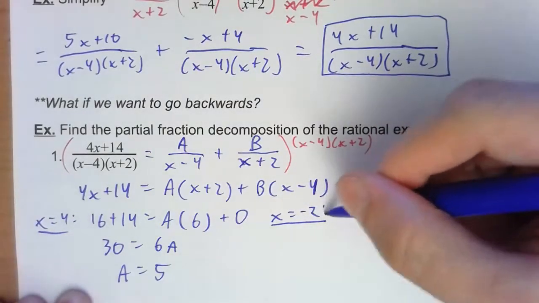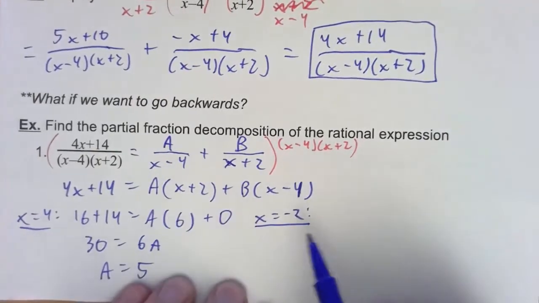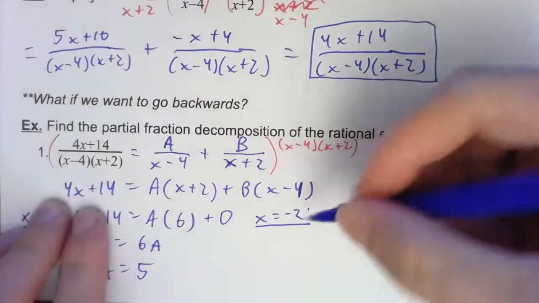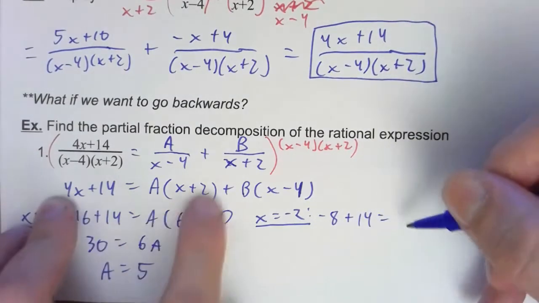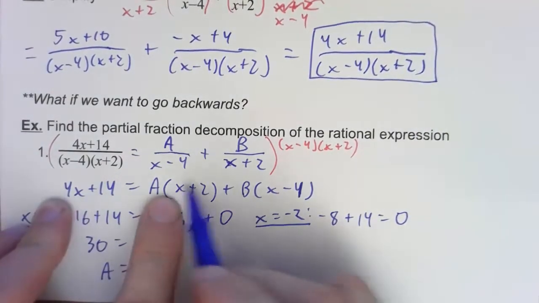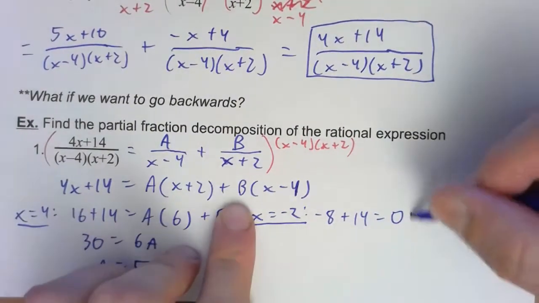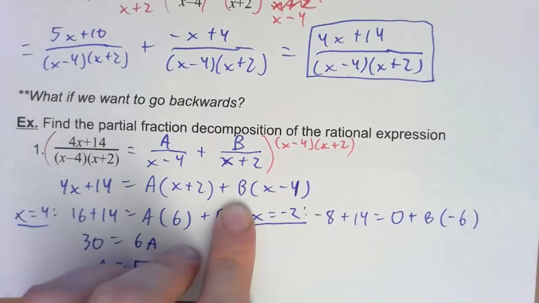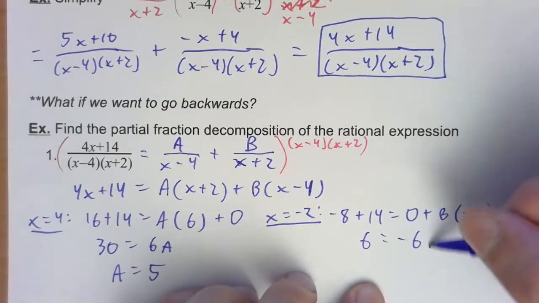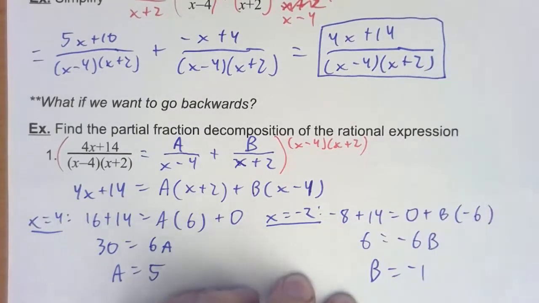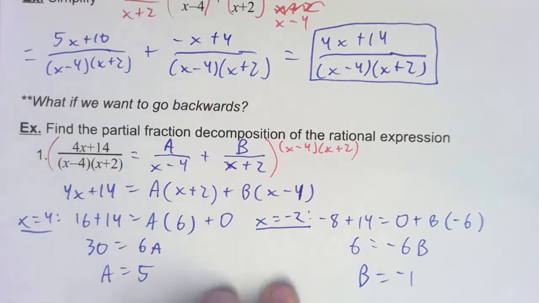Be -2. If I use x as -2, then this part is going to be 0. So we'll replace all the x's with -2. So we'll have -8 plus 14. This whole thing is going to get wiped out. This will be 0. A times 0 is 0. Anything times 0 is 0. And then over here, I'll have b times -6. So that'll be 6 equals -6b. So b equals -1.